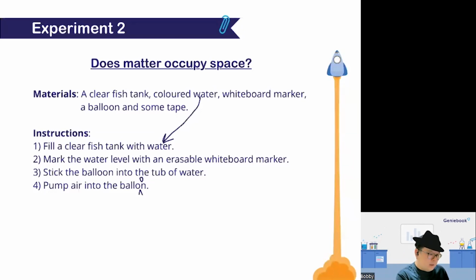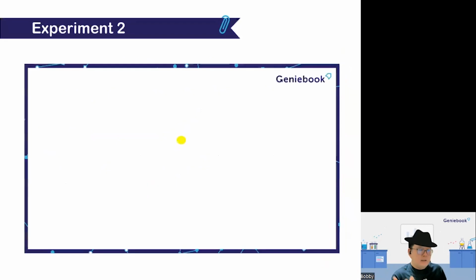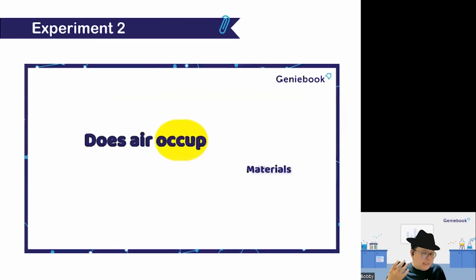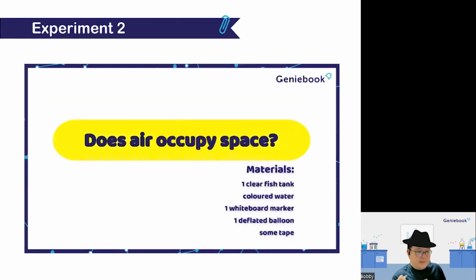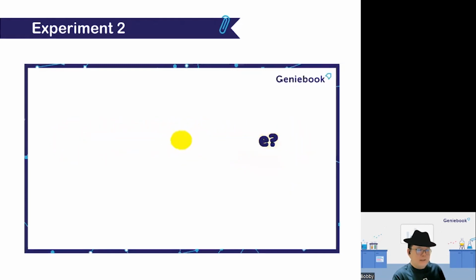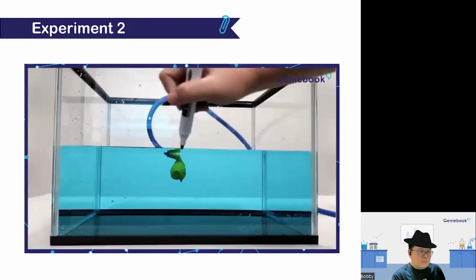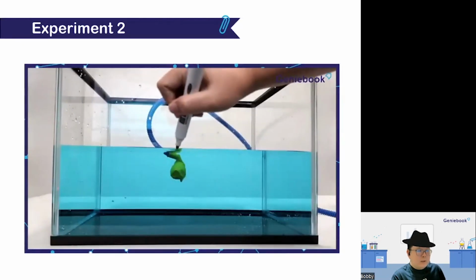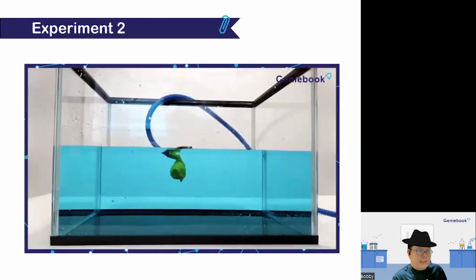So how will it look? It will look like this. So does air occupy space? It will look something like this. As you can see, the water and the balloon are already in the tank.